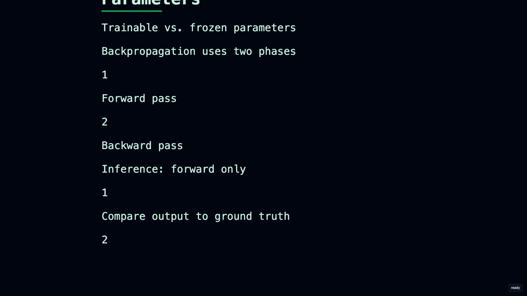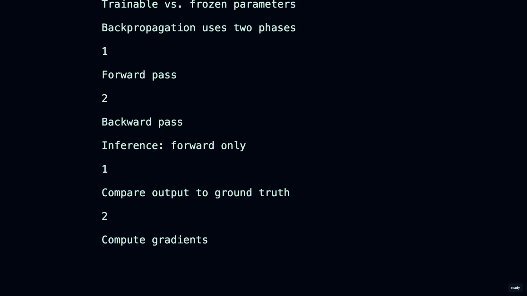Once we know the loss, we can trace how the error came from each trainable parameter. For each trainable parameter, we compute a gradient, which tells us how strongly that parameter affects the loss. A larger gradient means that parameter should change more during the update.